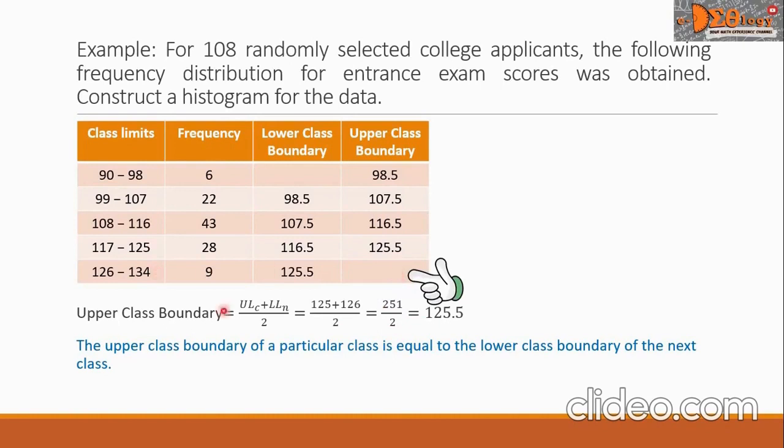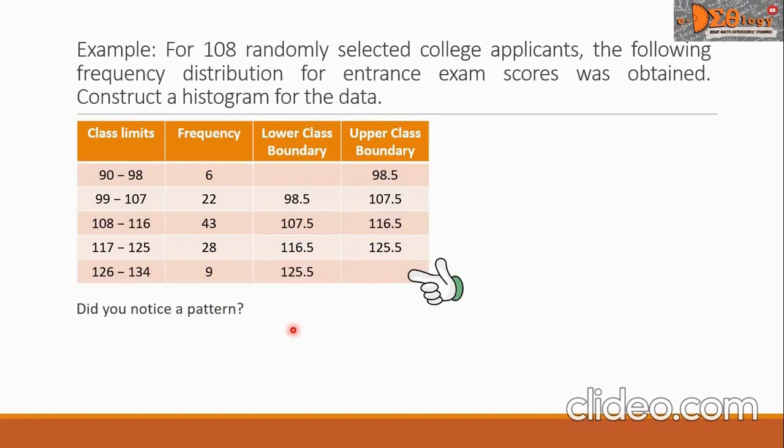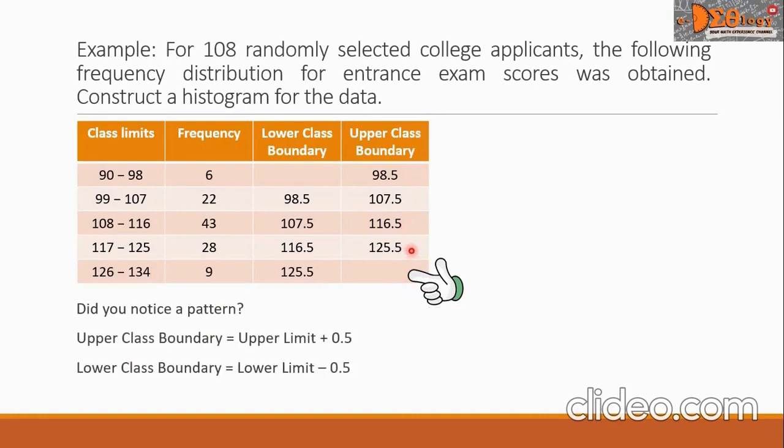We may use our same formula here. But did you notice a pattern here? Looking at the upper class boundary, it seems that the upper class boundary is equal to upper limit plus 0.5. Look at this 98.5. We can see that the upper limit is 98 and this is 98.5. It's like the 98 plus 0.5 will give the upper class boundary, which is 98.5.